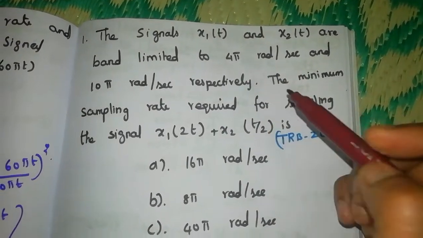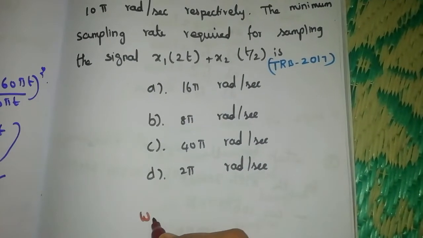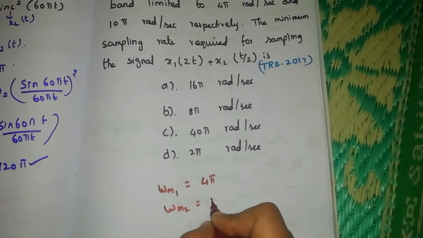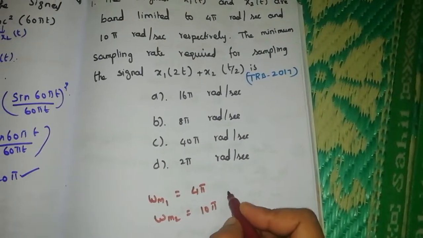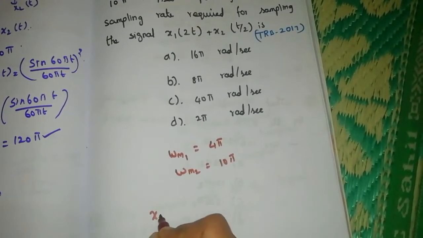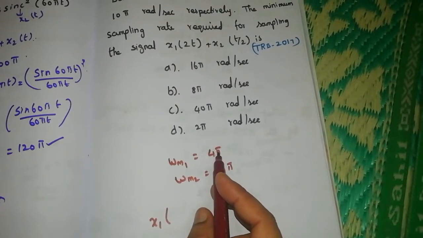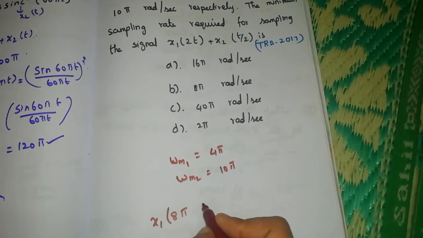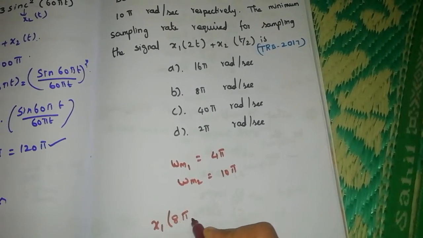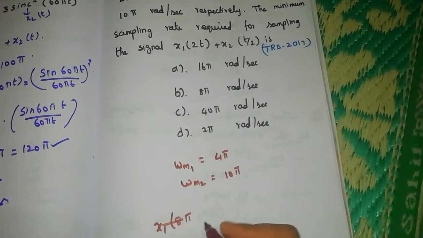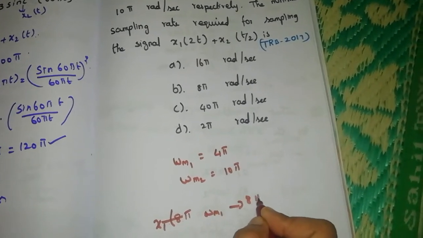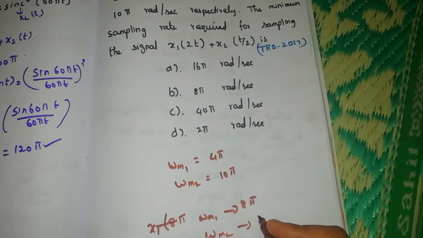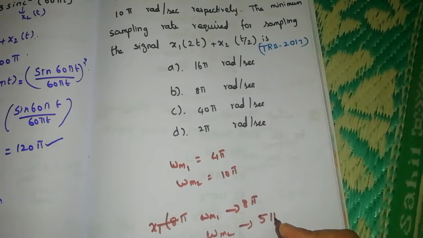So first they give omega m1 equal to 4 pi and omega m2 equal to 10 pi. And now the signal is x1 of 2t. So 2t means multiplying this by 2, so omega m1 becomes 8 pi, and omega m2 becomes, for x2 of t by 2, 10 divided by 2, so this becomes 5 pi.